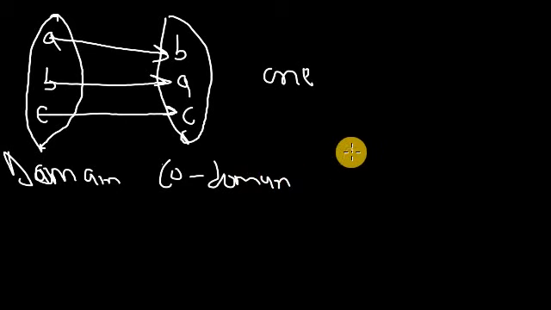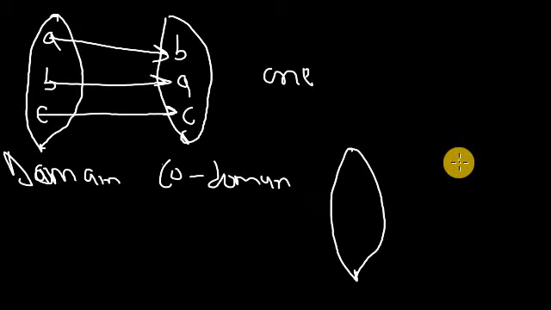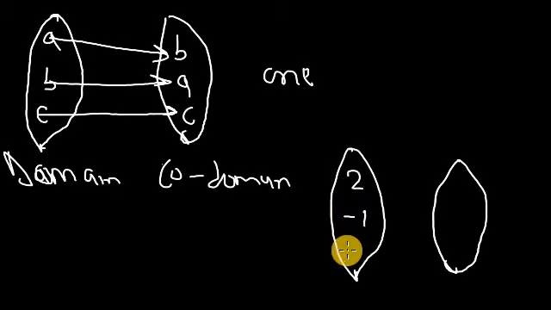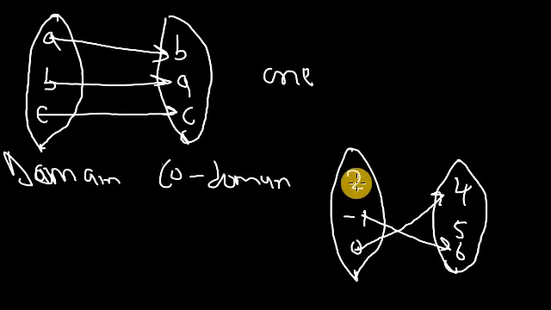Another example of that is this. Let me use real numbers right now. I have 0, 1, 2, and I have 4, 5, 6. So if 0 is mapped to 4, 1 is mapped to 6, and 2 is mapped to 5, then this is a one-to-one mapping. Different elements in the domain have different elements in the codomain.